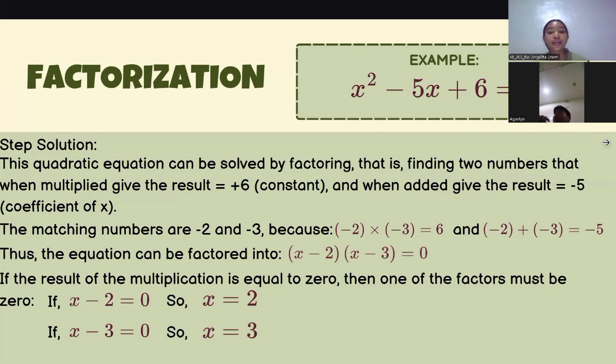Now, remember the key rule. If a product is 0, then at least one of the factors must be 0. This is called the zero product property. So, we set each factor equal to 0. First, x minus 2 equals 0, so x equals 2. Second, x minus 3 equals 0, so x equals 3. Therefore, the solutions are 2 and 3.